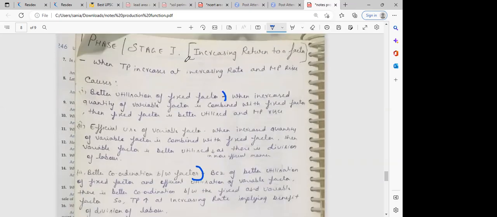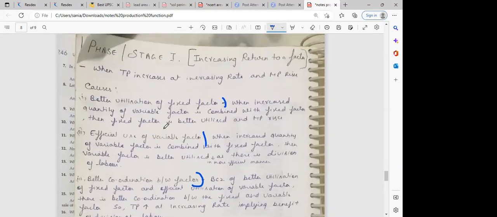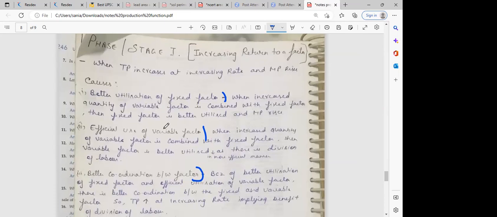So what will you write? You will write first the phase 1, stage 1, increasing return to a factor, and then causes first, second, and third. You will not write the explanation, only the headings. Then phase 2 like this. Okay, clear, students? Yes, ma'am. Okay, great.